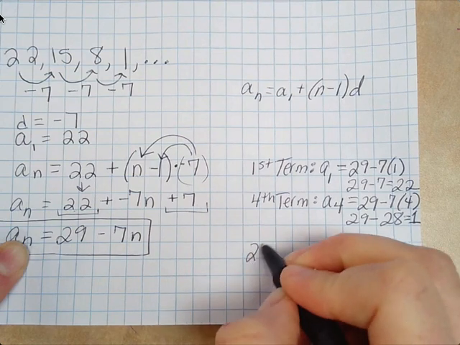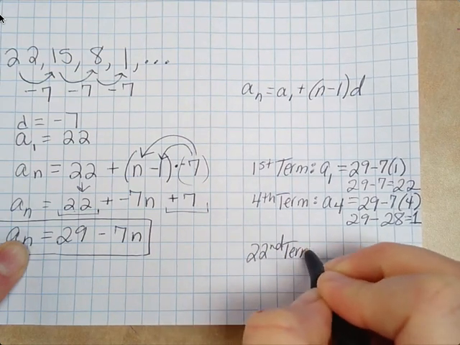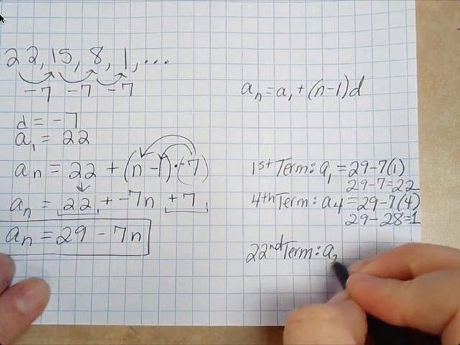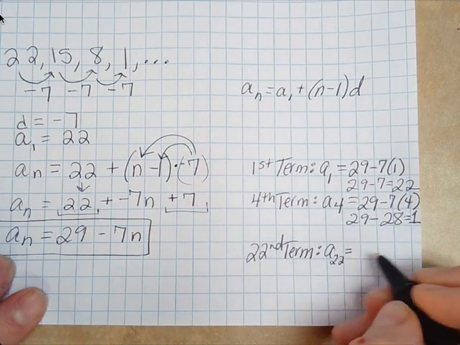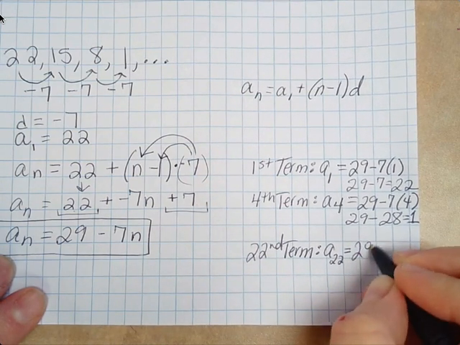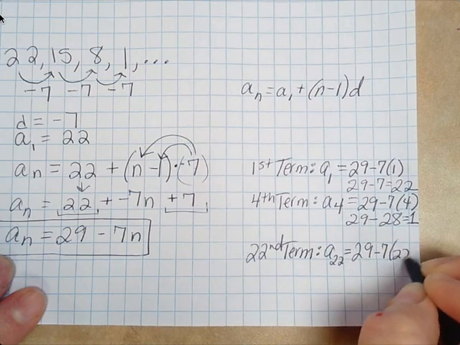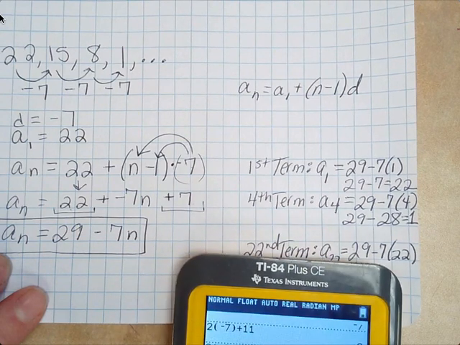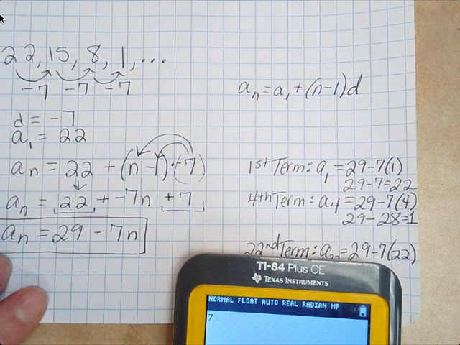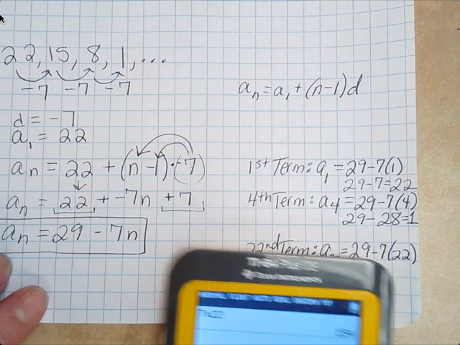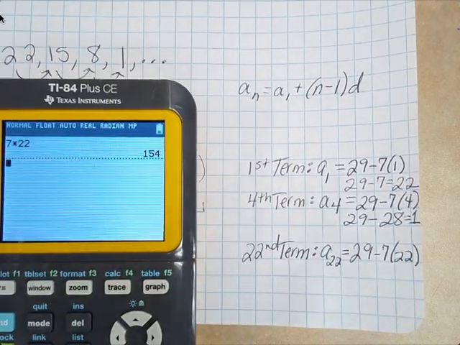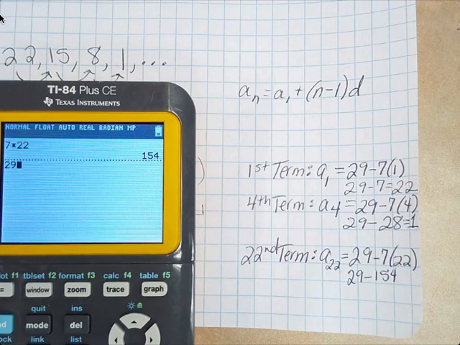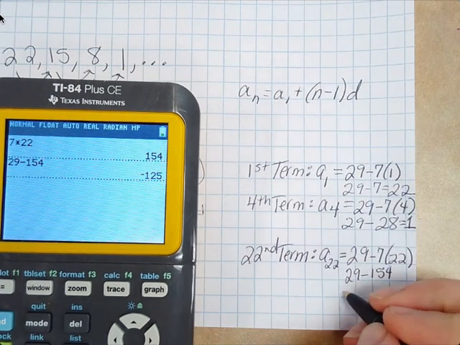Okay. So let's find our 22nd term. I don't know why I'm doing 22nd. It's just for fun. So we do a22 equals 29 minus 7 times 22. So it'd be 29 minus 154, negative 125.